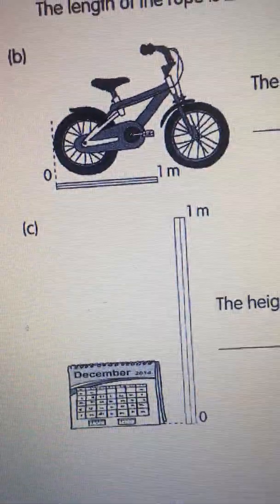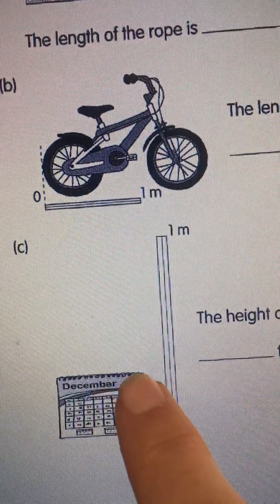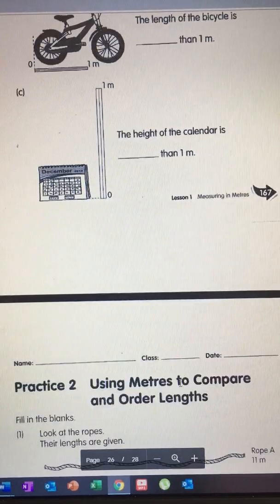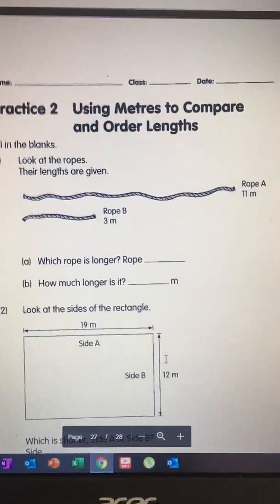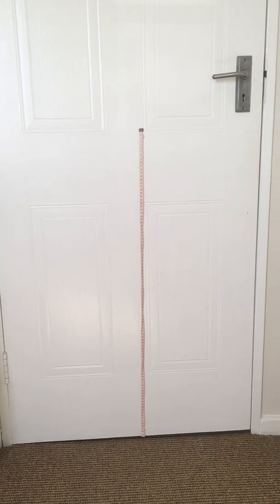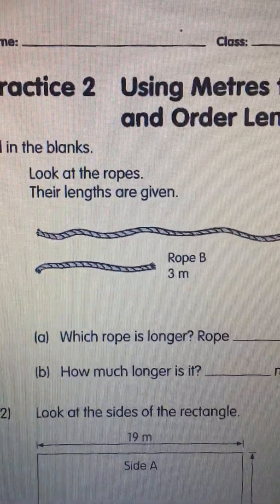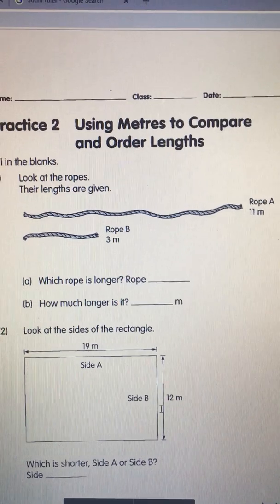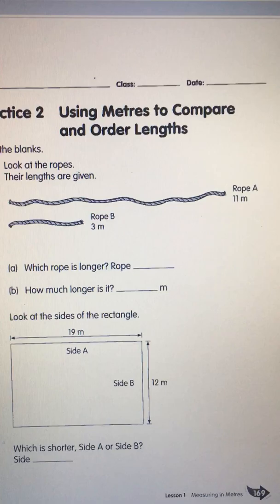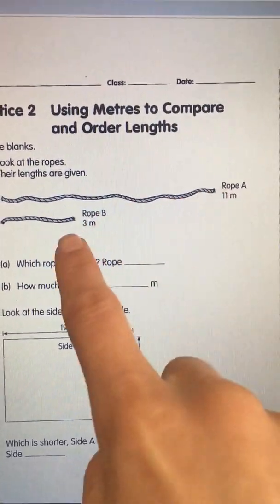So where does the calendar end? At the top there, it ends there. And the meter stick carries on. So you think carefully about that. Then we need to compare rope A and rope B. Rope A is 11 meters. So if you think of 11 of those on top of one another, whoa, that's going to go up and up and up higher than my ceiling. And rope B is 3 meters. So which one is longer? And how much longer? So you need to take the difference between those two measurements.